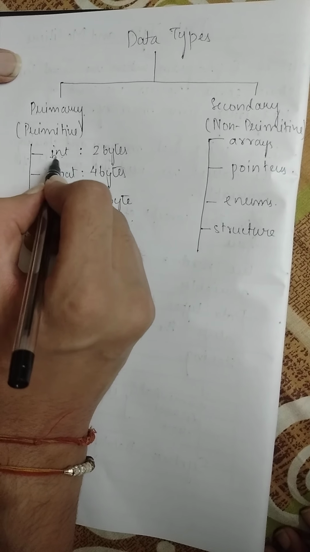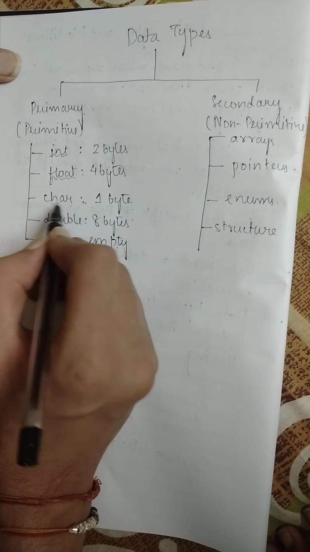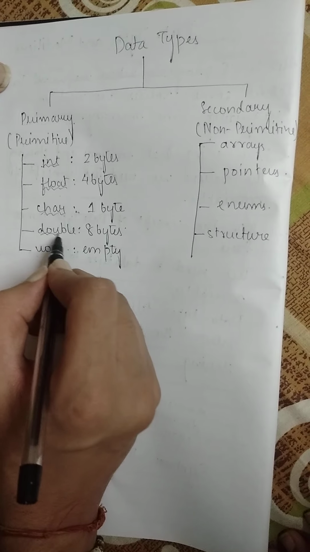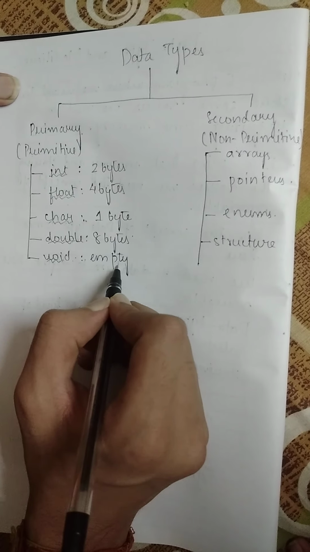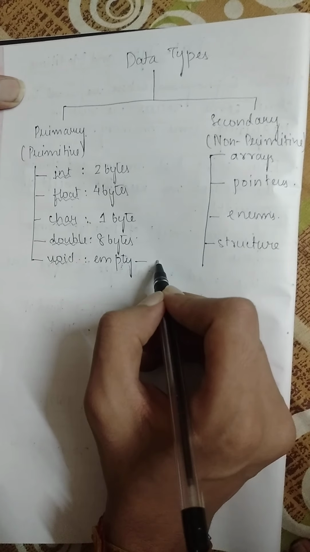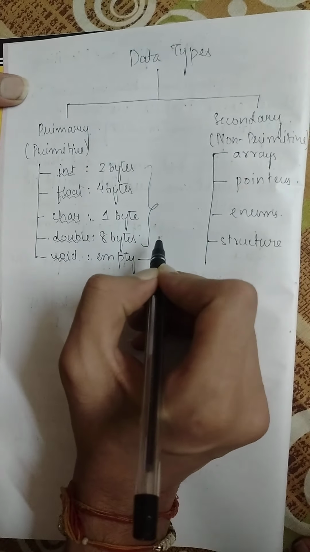For integer we will be writing int, for decimal numbers we will be writing float, for characters we will be writing char, for long decimal numbers we will be writing double, and void. Void is a data type, but actually it is empty. It is not used for defining variables. It is basically used for defining functions, which you will be learning later. Right now we'll be discussing these 4 data types.